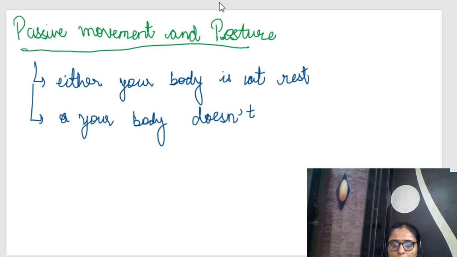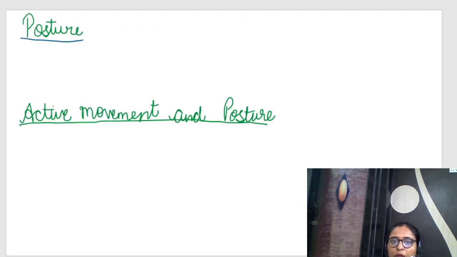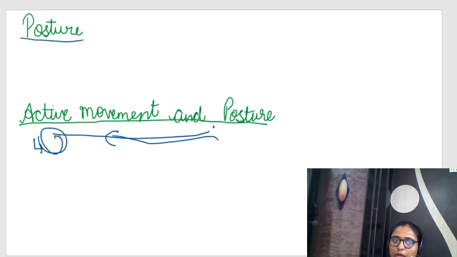So we have two conditions: either your body doesn't allow you to move, or you are not moving by your wish, meaning you are relaxing, or you want some support to move. In both the conditions, your posture will be in your passive movement. And if you are doing something or you are moving, then it involves your active movement. So the posture which is gained in that movement is called your active movement and posture. Correct? All right.